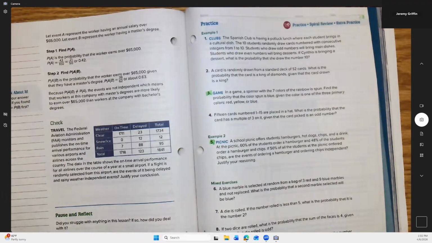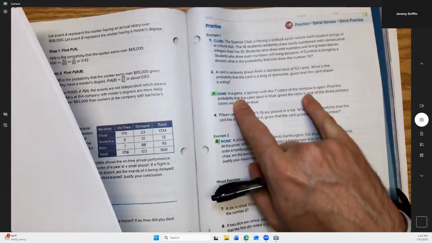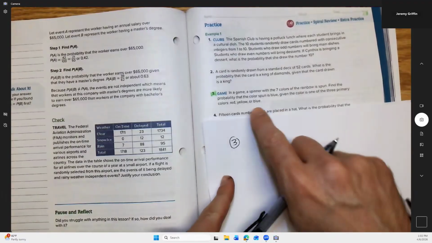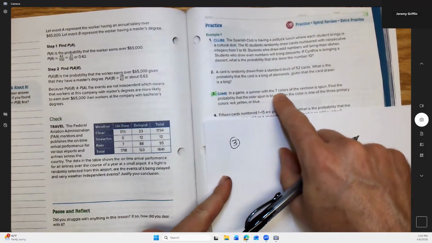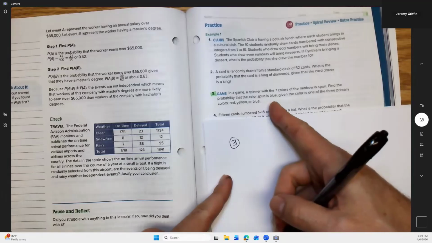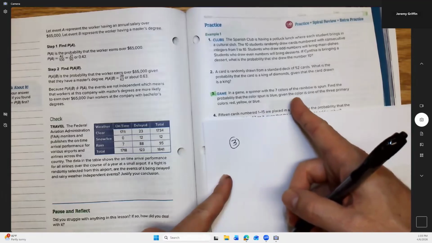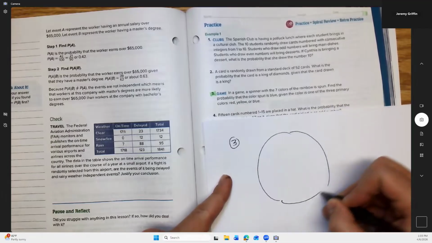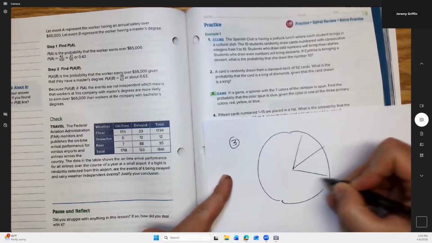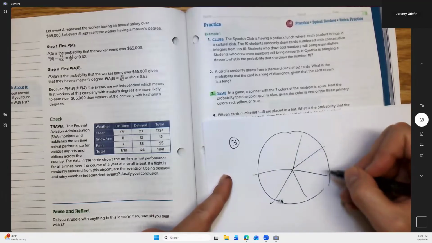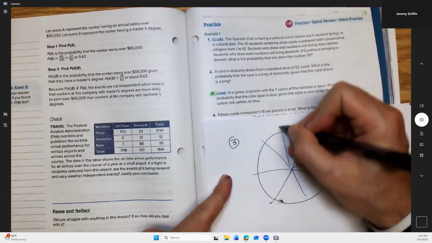All right, let's jump into some puzzles. Got some highlighted here. Number 3, game. In a game, a spinner with 7 colors, so the rainbow, is spun. Find the probability that the color is blue, given that the color is one of the 3 primary colors, red, yellow, or blue. So draw this out. Got 1, 2, 3, 4, 5. 1, 2, 3, 4, 5. There you go, 6, 7.